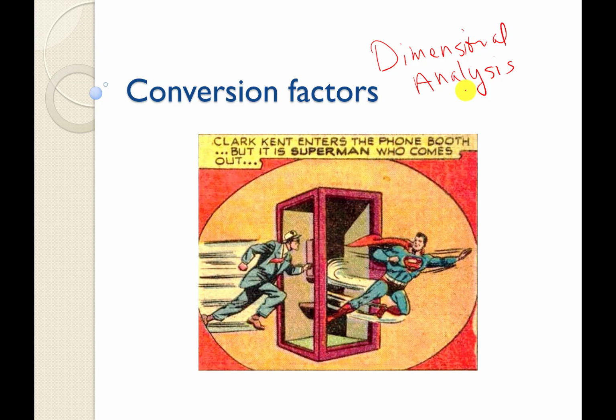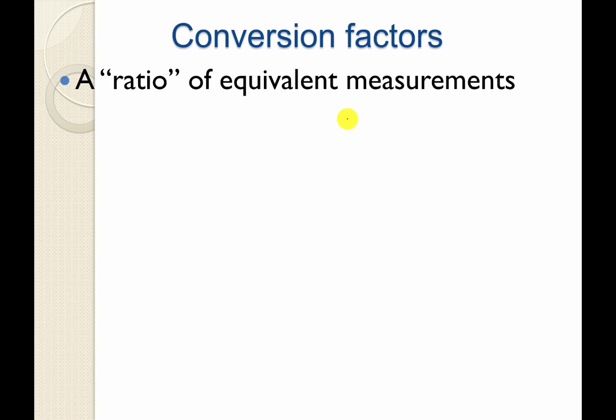But we have to start with, first of all, a conversion factor is a ratio of equivalent measures. I know that sounds a little bit unusual, so let me give you an example. Here's a conversion factor: 12 inches equals 1 foot. That is a conversion factor. It's that simple, a ratio of equivalent measures. So that is an example.